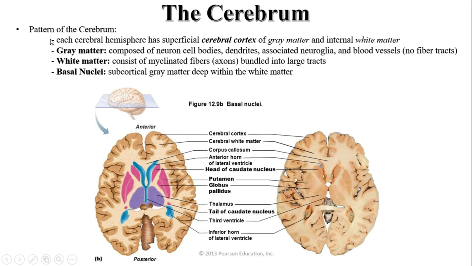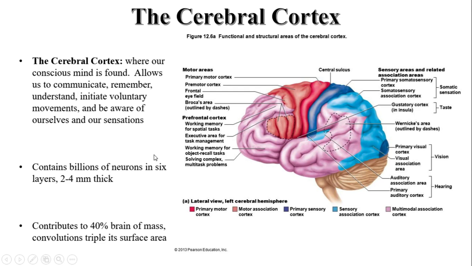So the pattern of the cerebrum is that you have the outside cerebral cortex composed of gray matter, the white matter just deep to that, and then gray matter located within the white matter, called our basal nuclei.